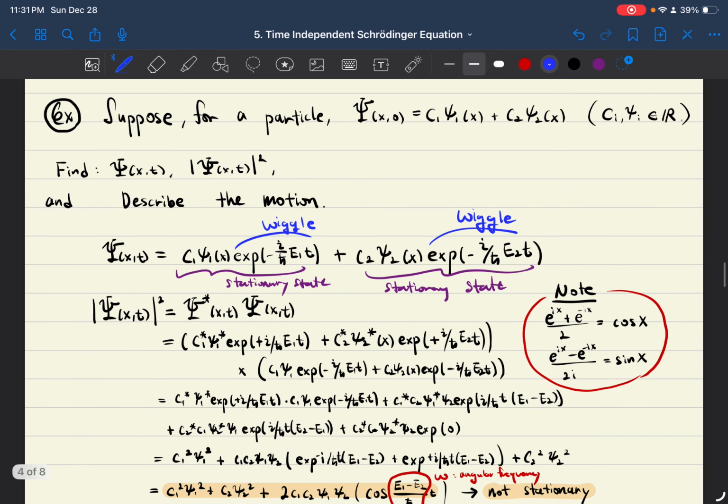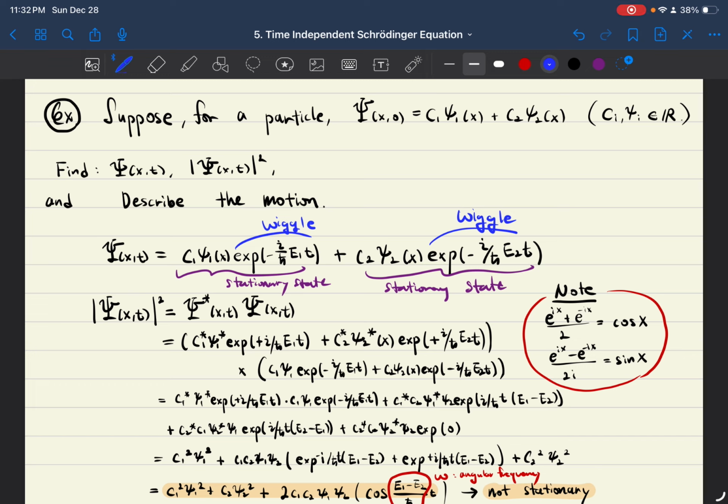So here is an example. Suppose for a particle, psi of x, 0, which means the initial psi, is given by c1 psi 1 of x plus c2 psi 2 of x. Here's the question: find psi of x, t and the probability density of this particle, and describe the motion. So here psi of x, t can be written by adding the simple time wiggle terms: c1 psi 1 of x exponential of minus i over h bar E1 t plus c2 psi 2 of x exponential of minus i over h bar E2 t.